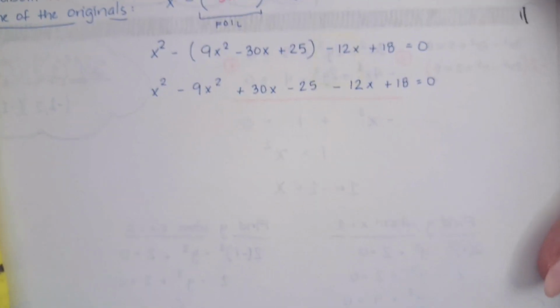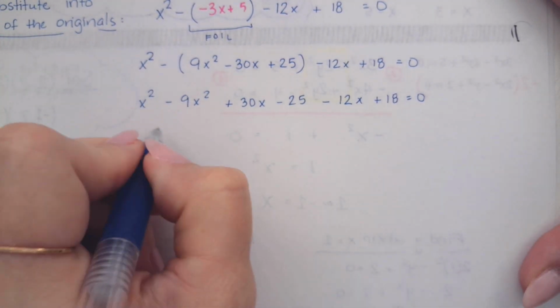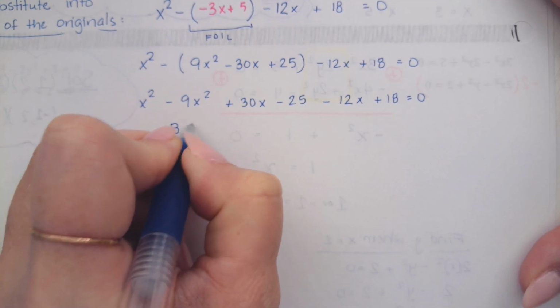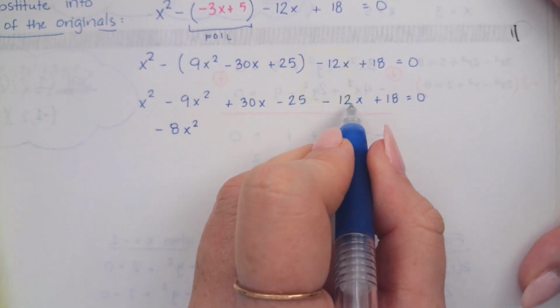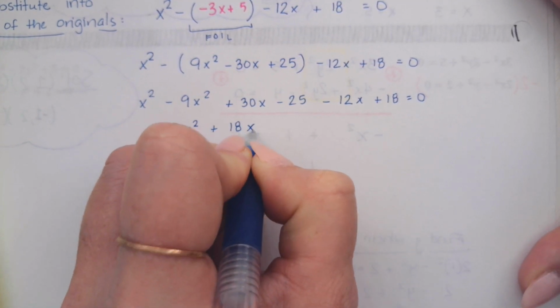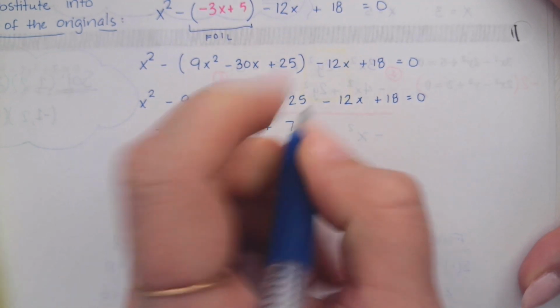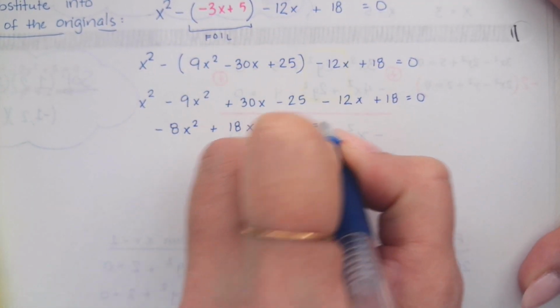And then we can do a little bit of combining like terms here. That would give me negative 8x squared. 30x minus 12x would make 18x. Negative 25 plus 18 would be plus 7, equals 0.